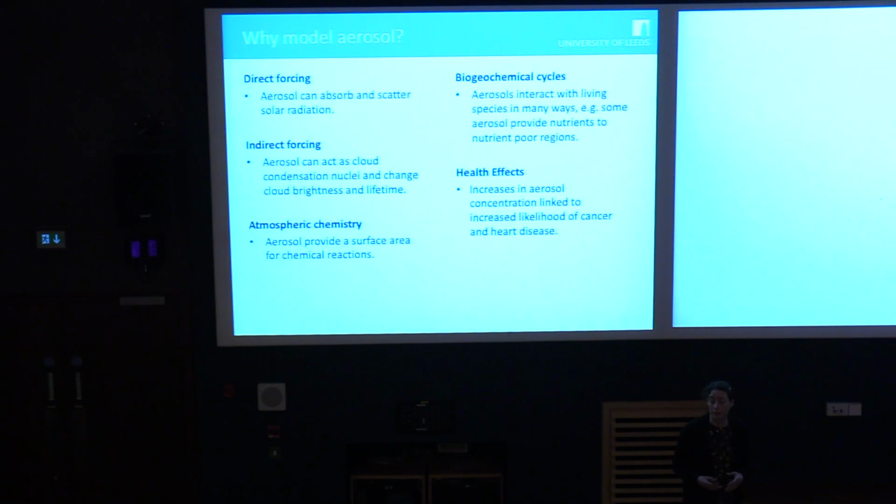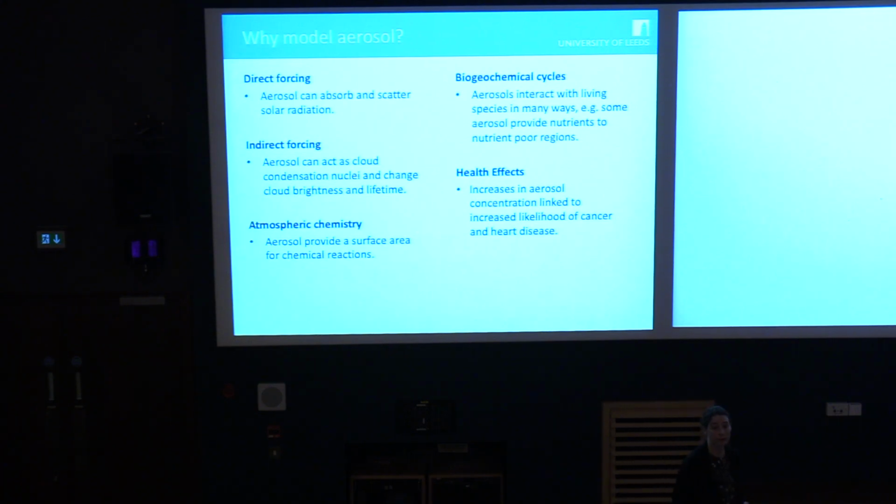So why would you want to model aerosol? It sounds complicated. Do we really need to do it? And actually we do really need to do it. And that's because aerosol have a huge effect on our climate and they affect a lot of the kind of features of the Earth system. So aerosol affect the climate in a couple of different ways. They're important for direct radiative forcing. Aerosol can both scatter and absorb solar radiation, which changes the temperature of the planet.